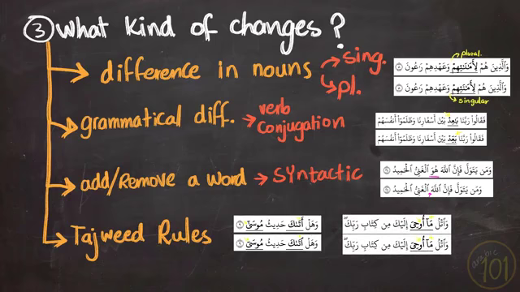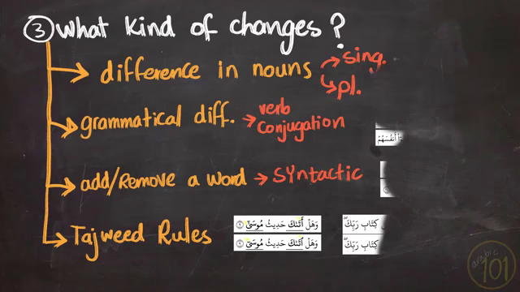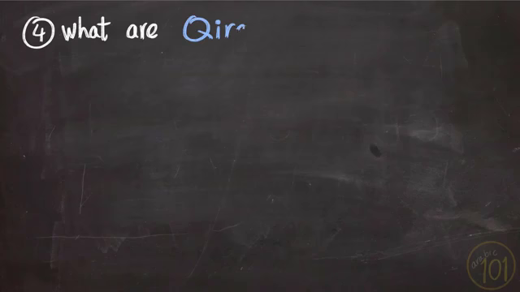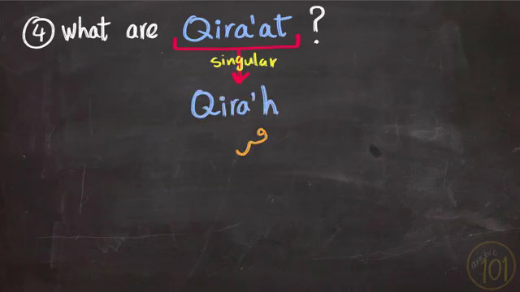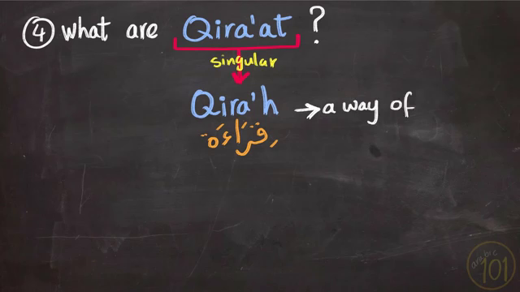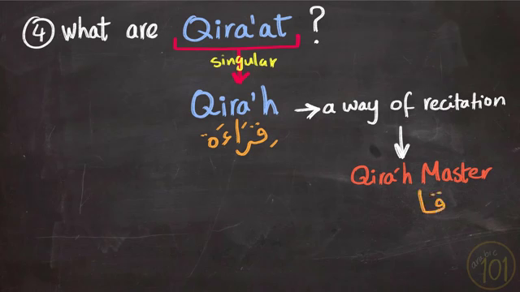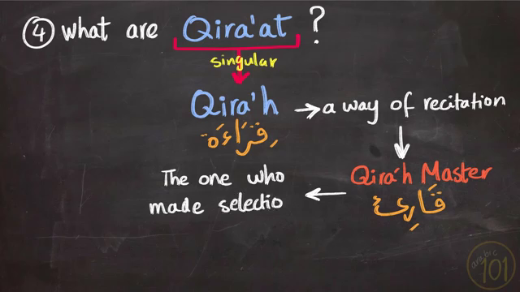Now that you understand what a harf is in the Holy Quran, why it exists, and what kind of variations there are linked to each harf, now let's find out what are qira'at then. The word qira'at is a plural of the word qira'ah, which translates into a way of recitation of the Holy Quran. So a qira'ah is a way of recitation that is attributed to a qira'ah master. So qira'ah is just the selection that the qira'ah master has made based on the variations of the 7 ahruf.